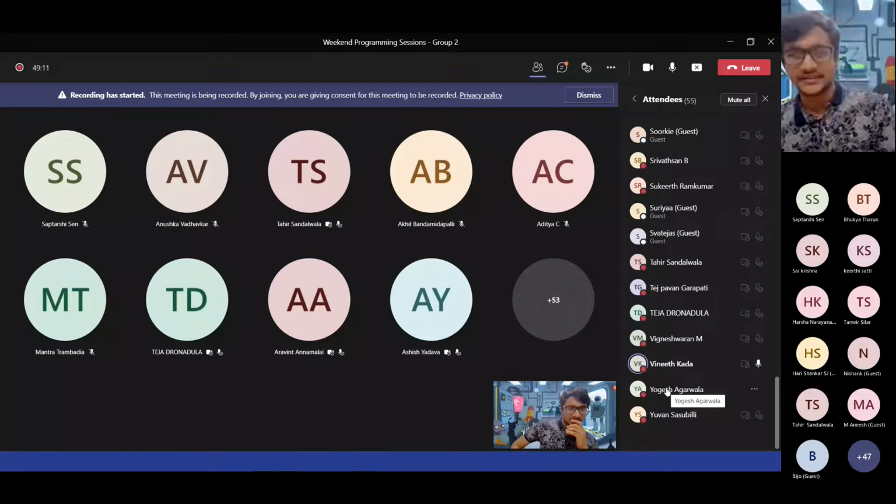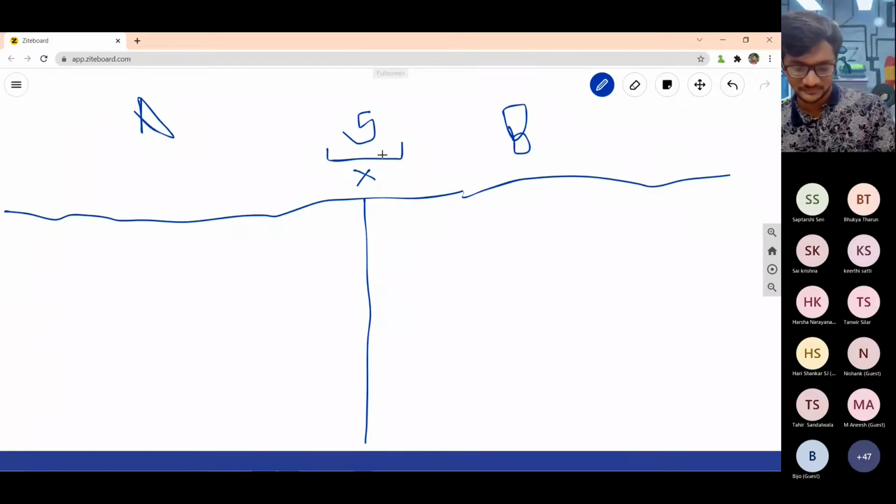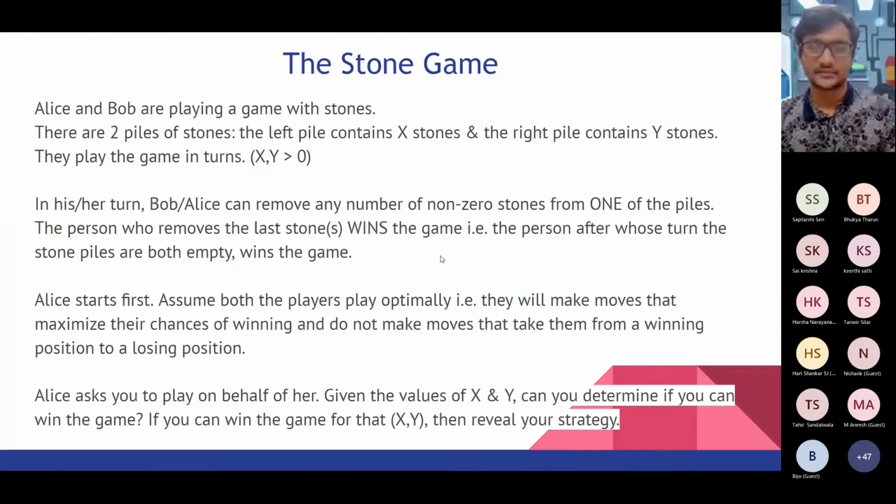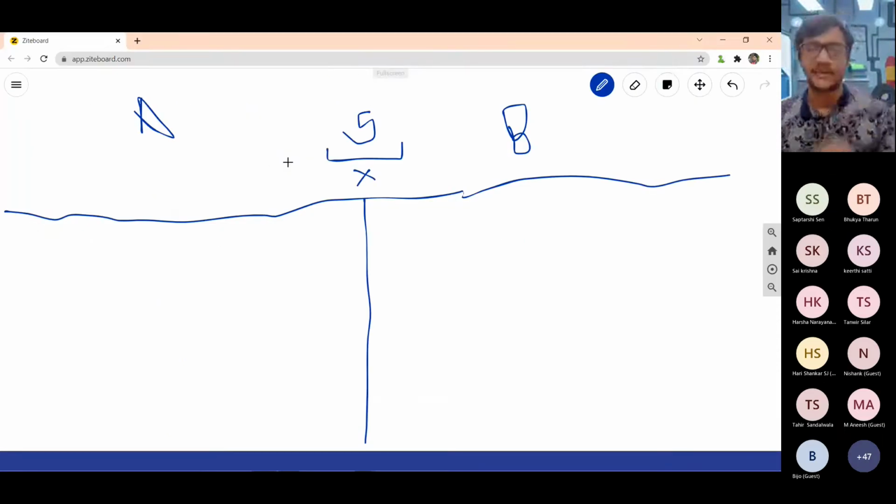Like some general variation of this problem? No, I haven't heard of it before. Okay, then it's nice. So suppose there is just one pile of some X stones. You know the game rules, right? You remove any finite number of stones from one of the piles. Your aim is to remove the last stone. Then who would win?